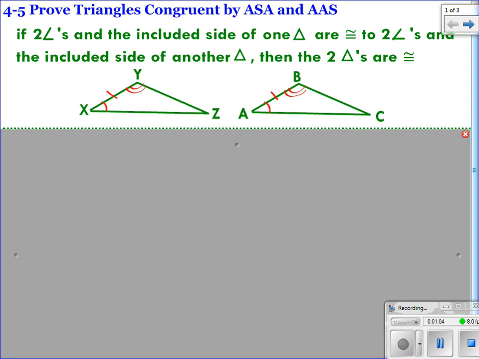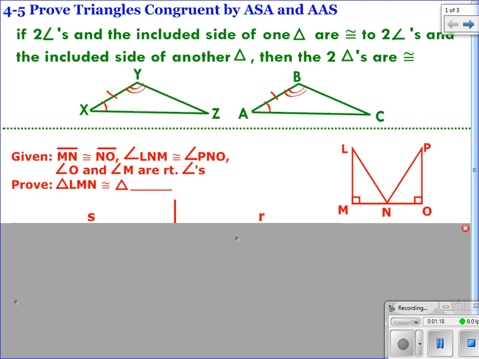So the order of the letters in the shortcut is hugely important. Just like with SAS, the angle is right in between the two sides. With angle, side, angle, the side is in between the two angles. Okay, so let's look at this one.